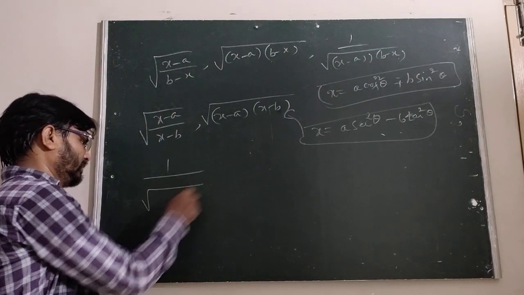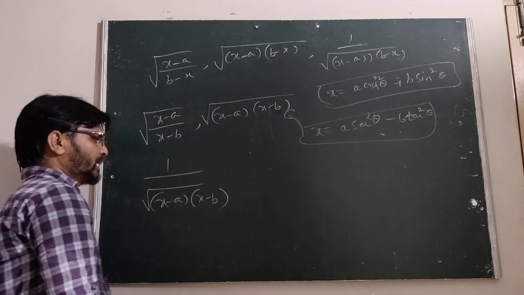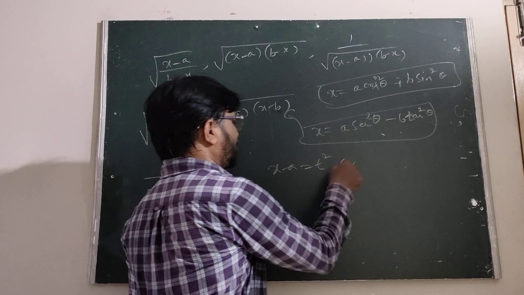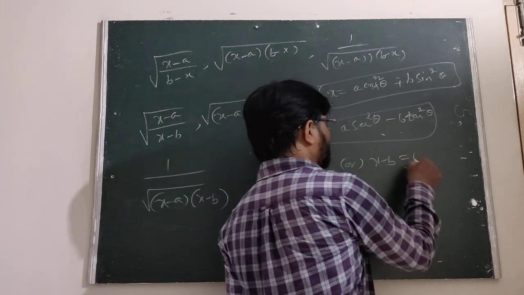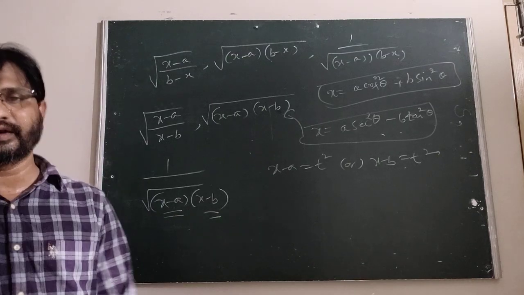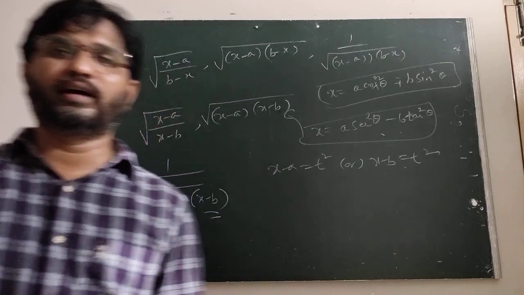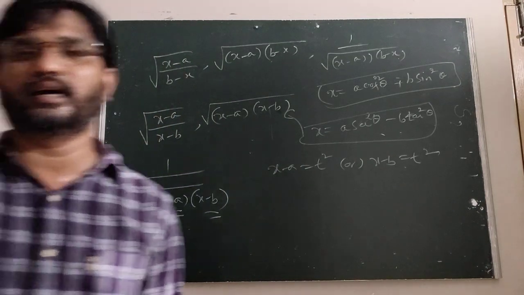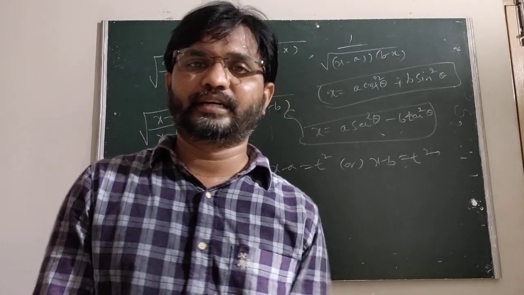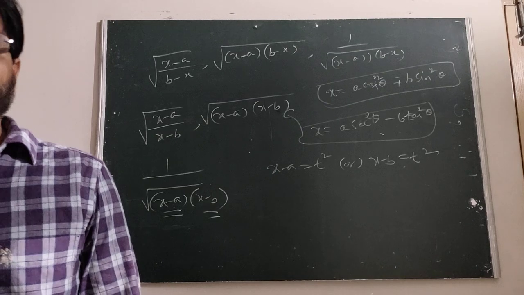Finally, one more is there, that is x minus a into x minus b. In this case, we have to take either x minus a equal to t square or x minus b equal to t square. Any one of them, we have to take as t square. Then we can resolve it and evaluate that integral. These are the suitable substitutions. The first two or three are the important ones. Okay, understand?